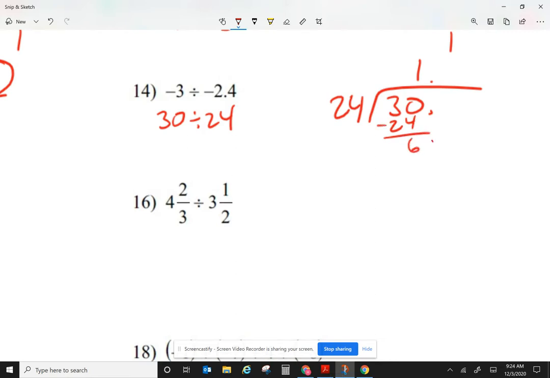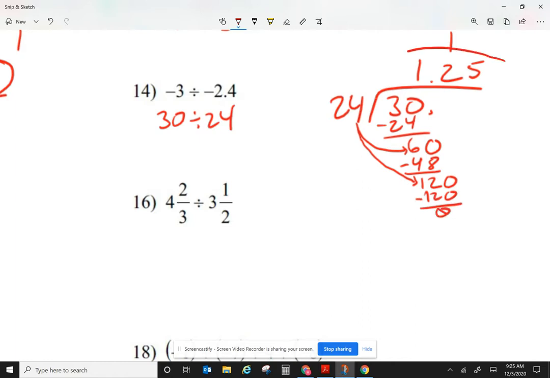All right, let's bring an extra 0. How many times does 24 go into 60? I'm going to say 2 times. 24 times 2 is 48. When I subtract this, I get 12. All right, let me write down an extra 0. How many times does 24 go into 120? I'm going to say 5. 24 times 5 is 120. My remainder is 0, so my answer will be 1.25. I'm going to keep it as positive since the numbers at the beginning were the same sign. So 1.25.